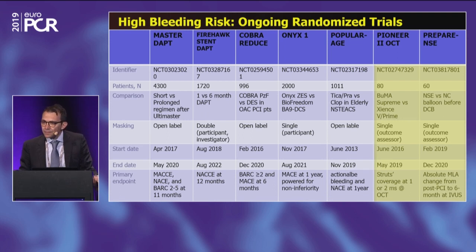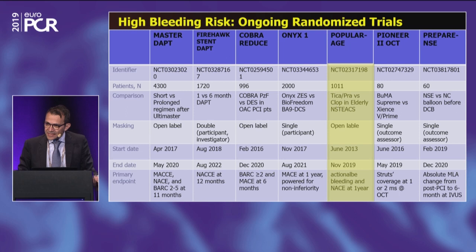Now, quickly walking through the landscape of randomized controlled studies. 2 of them are pretty small, powered for mechanistic endpoints, so forgive me if I will not be expanding on those. In POPular AGE, the focus is on elderly patients more than HBR per se, and the focus is not really on DAPT duration, rather on DAPT type, newer P2Y12 inhibitor versus clopidogrel in patients presenting with ACS. Onyx ONE is soon to be reported, most likely at TCT this year, where 2,000 patients have been randomly allocated to Onyx, the zotarolimus-eluting stent implantation, versus Biofreedom BA9 drug-coated stent, and the study's primary endpoint is MACE on a non-inferiority basis.